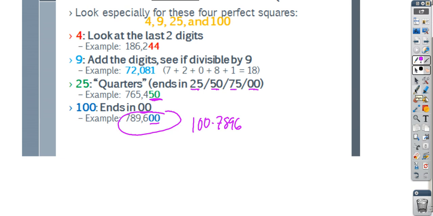What's the trick for 9? The trick for 9 is to take the digits of a number and add them together, which you see right here. And because those add to 18, we ask ourselves, is 18 divisible by 9? It is. So that means the original number, 72,081, is also divisible by 9. And the last thing, for 4, you look at the last 2 digits. So this huge number here, we only need to look at the 44. Since 4 goes into the number 44, it also goes into that number right there.